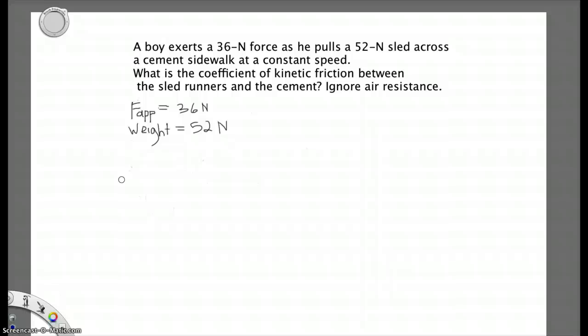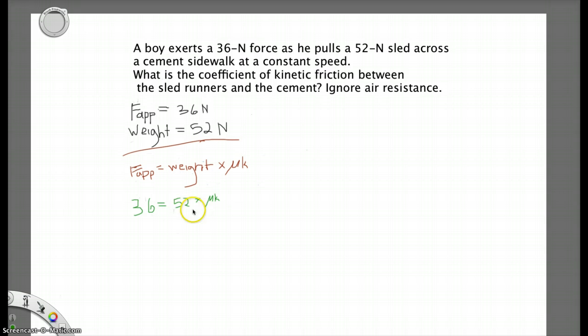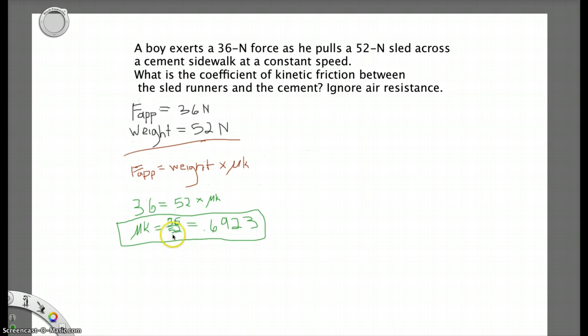In order to solve for the kinetic friction, we will use the formula that the force applied is equal to the weight times the mu k. And the weight is the same thing as force normal. Next, we're going to plug in the numbers. Then we simply isolate the variable and we receive our mu k. Once we divide, we receive 0.6923. This is our coefficient of friction.